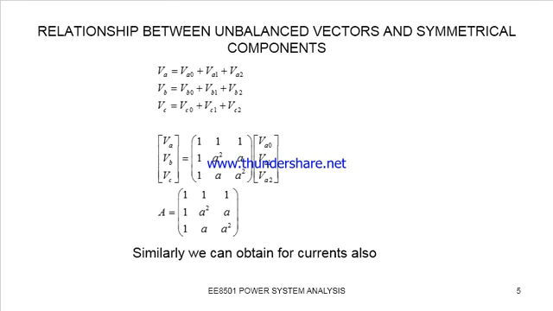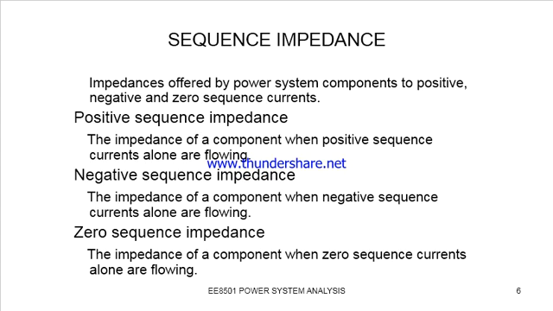The relationship between the unbalanced vectors and the symmetrical components is as follows. VA, VB, VC is the summation of the positive, negative and zero sequence components of the respective phases. So here we get the matrix equation: VA, VB, VC equals the matrix with rows 1, 1, 1; 1, A squared, A; 1, A, A squared, multiplied by VA0, VA1, VA2, where capital A is the 3 by 3 transformation matrix of the components. Similarly, we can obtain this for the currents also.